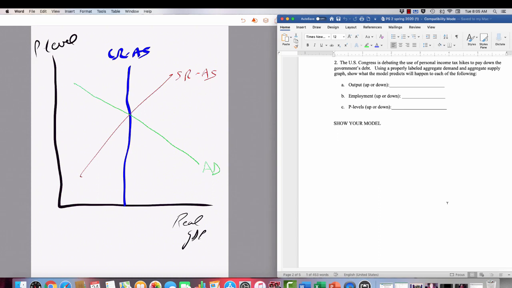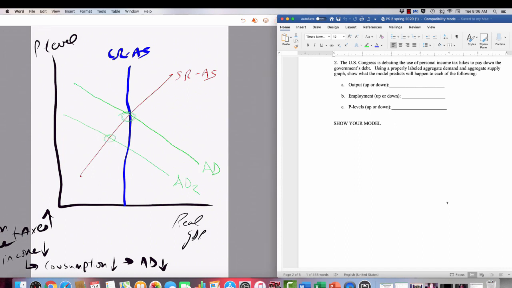Personal income tax affects your income. If personal income taxes rise, that means your income is going to fall, your spendable income goes down. And if your spendable income goes down, that means consumption is going to go down. And if consumption goes down, that means that aggregate demand is going to go down. So we need to draw that in. Here's our new aggregate demand curve.